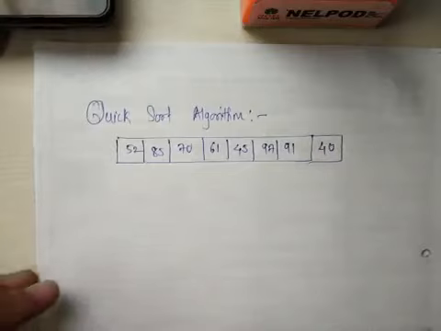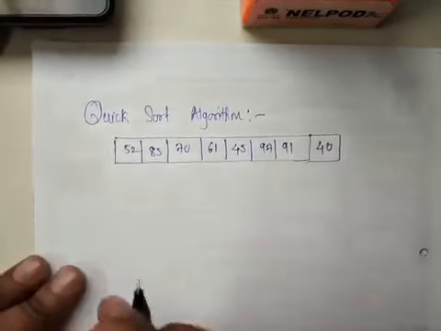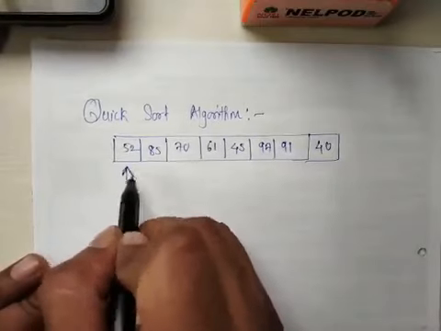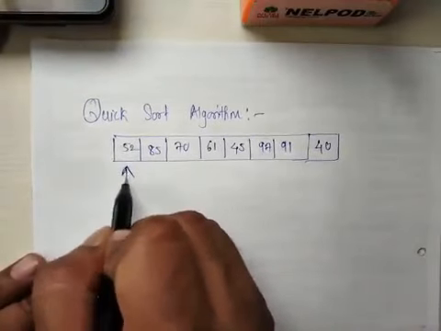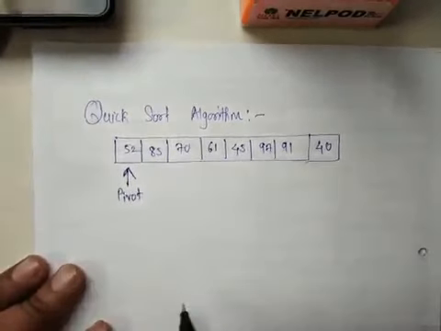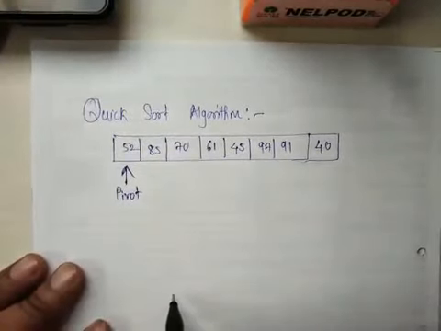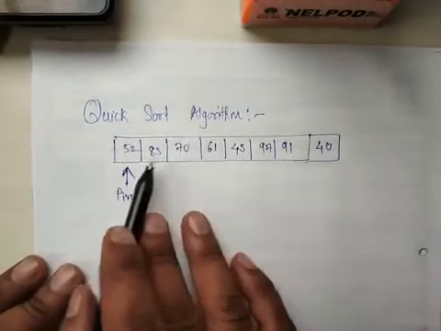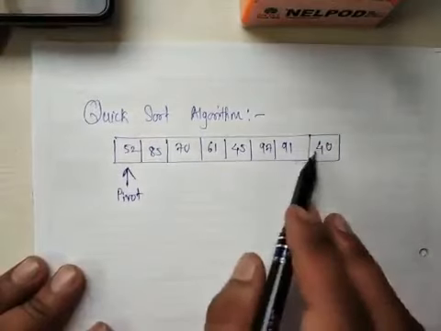Now first, we are going to find the pivot element. I am considering the starting element as the pivot element. So this is the pivot element. Now what I am going to do is sort this array into two parts.